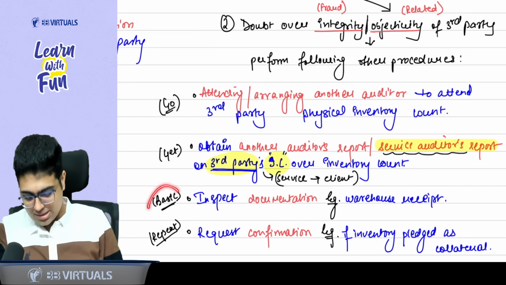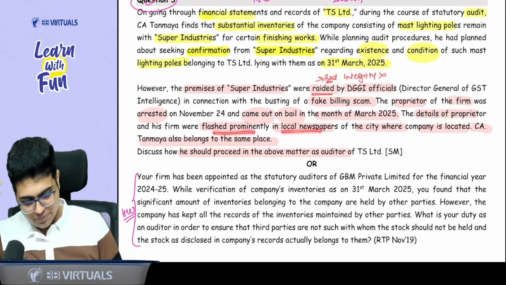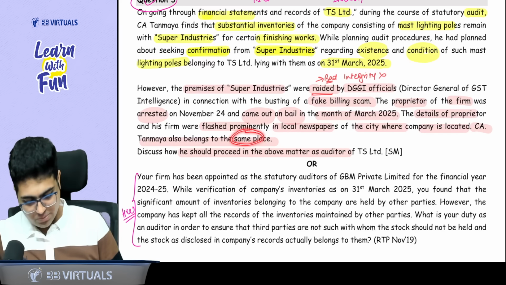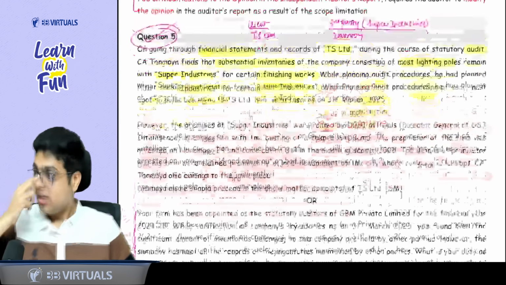Now, sir, you get to know some facts about the third party. Please focus. Premises of the third party, that is Super Industries, were raided by DGGI officials. Raid is a bad thing. That means there is some integrity issue. There was a fake billing scam. Proprietor of this third party was arrested. He came out on bail in the month of March. Details of the proprietor flashed in the newspaper where the company is located. CA auditor also belongs to the same place. How should he deal? Now tell me, is there a doubt on integrity of the third party?